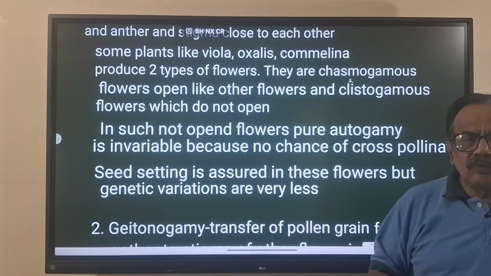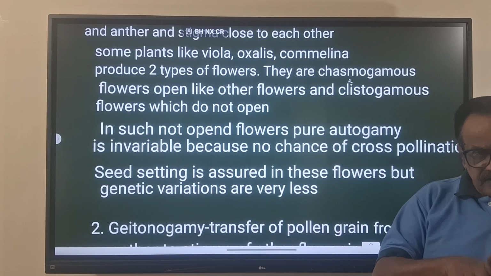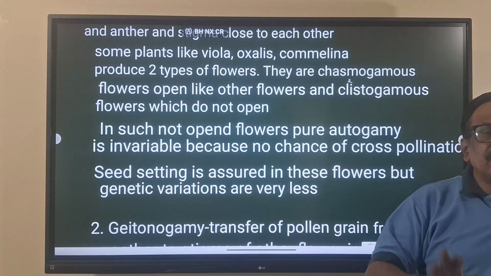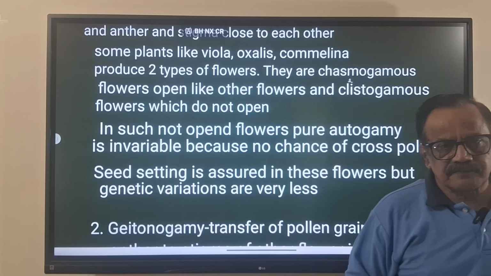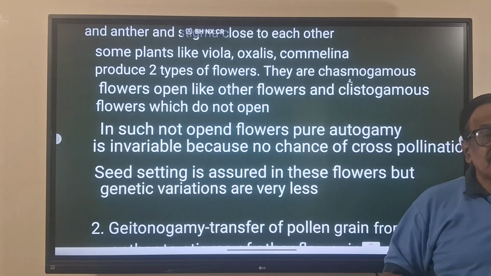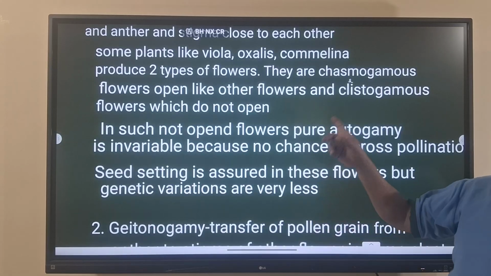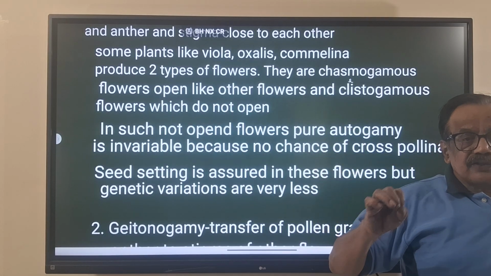They have to do it because both are matured at a time. They are very close, they live very close. So they will do the autogamy only. Pure autogamy can be seen in Cleistogamous flowers. Chasmogamous flowers and Cleistogamous flowers both will be produced in all three plants, Viola and Oxalis, and the next will be Commelina.